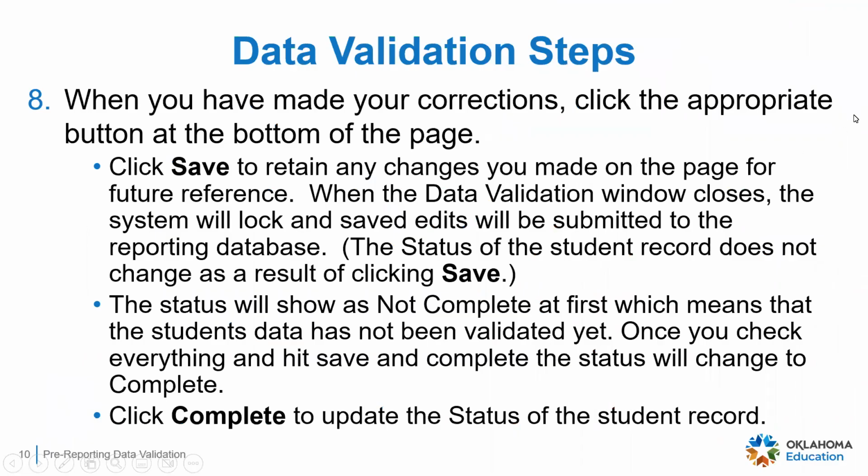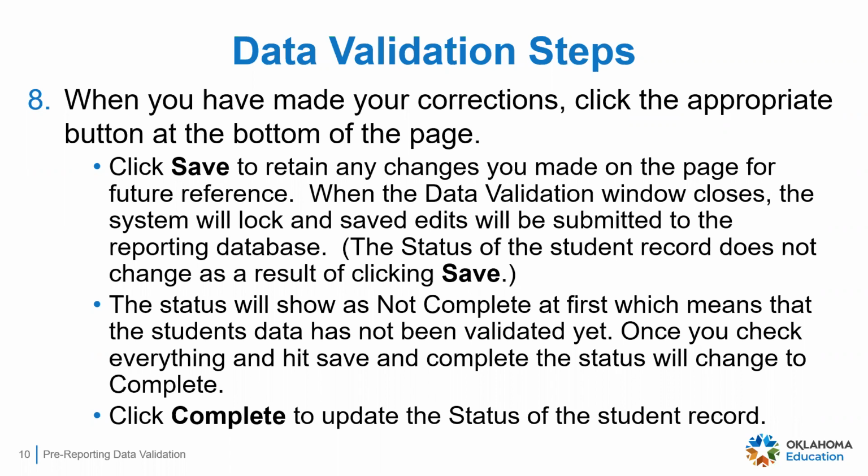Okay, so the data validation steps, we'll continue with those. When you have made your corrections, click the appropriate button at the bottom of the page. Clicking the save button will retain any changes you've made for future reference. When the data validation window closes, which is May 5th, the system will lock and save edits to be submitted to the reporting database. The status of the student record does not change as a result of clicking save. So save is kind of like a placeholder.